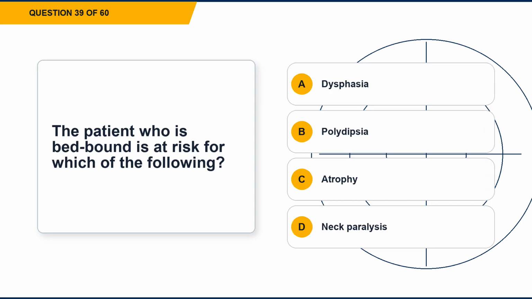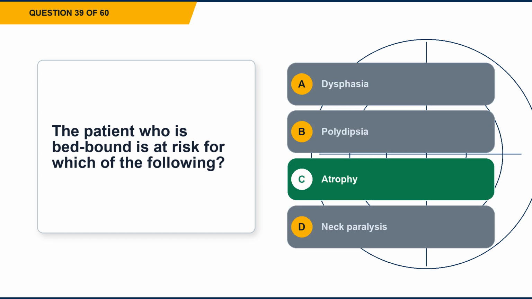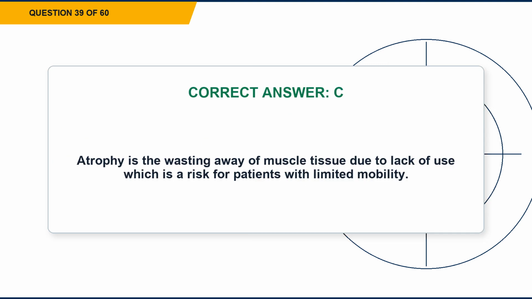Question 39. The patient who is bedbound is at risk for which of the following? Option A. Dysphagia. Option B. Polydipsia. Option C. Atrophy. Option D. Neck paralysis. The correct answer is option C. Atrophy. Explanation. Atrophy is the wasting away of muscle tissue due to lack of use, which is a risk for patients with limited mobility. Question 40.